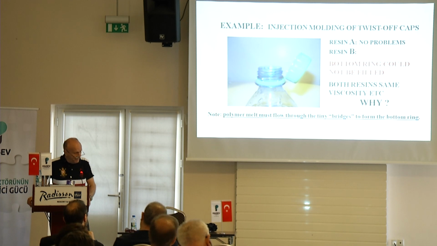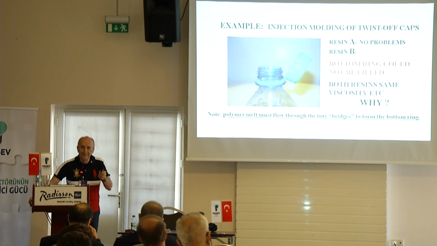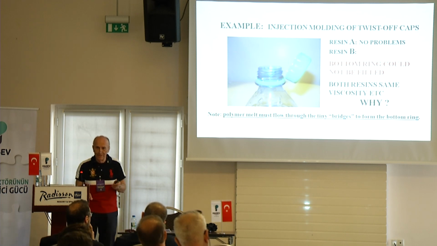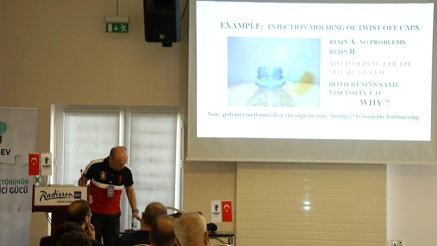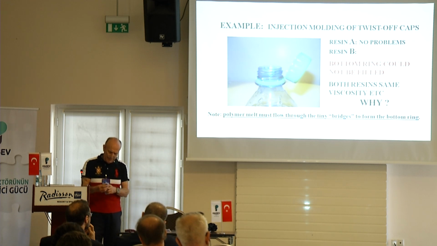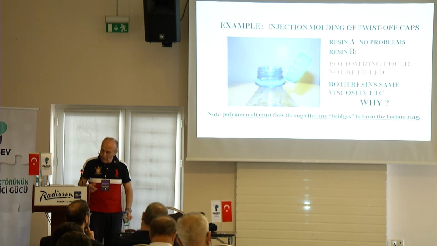The problem was, as I told you, that the polymer must travel from here, the gate, through those tiny bridges to fill the bottom ring. But these are very tiny bridges. The diameter was 0.3 millimeters, which is probably what I see right here. It's about the same. This one's even thinner, I think, less than 0.3 millimeters, this one. And it could not be filled.